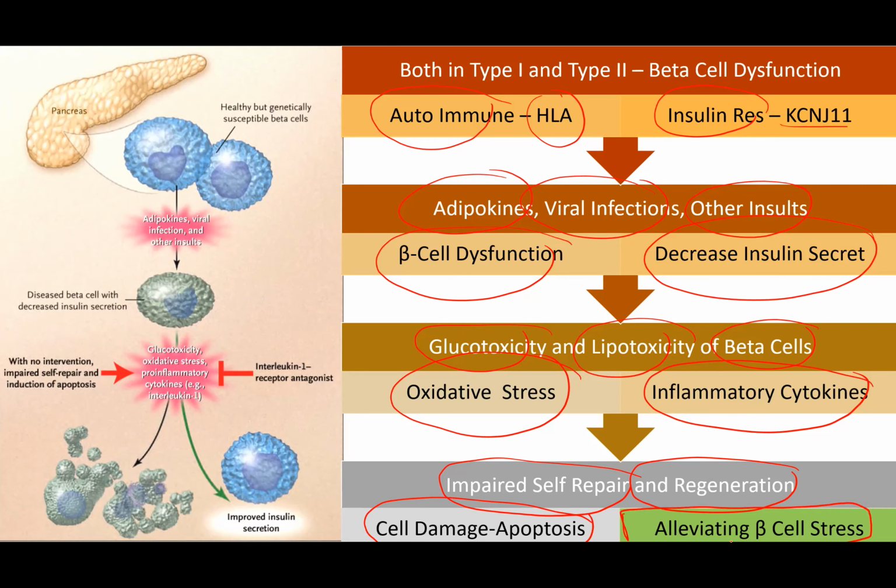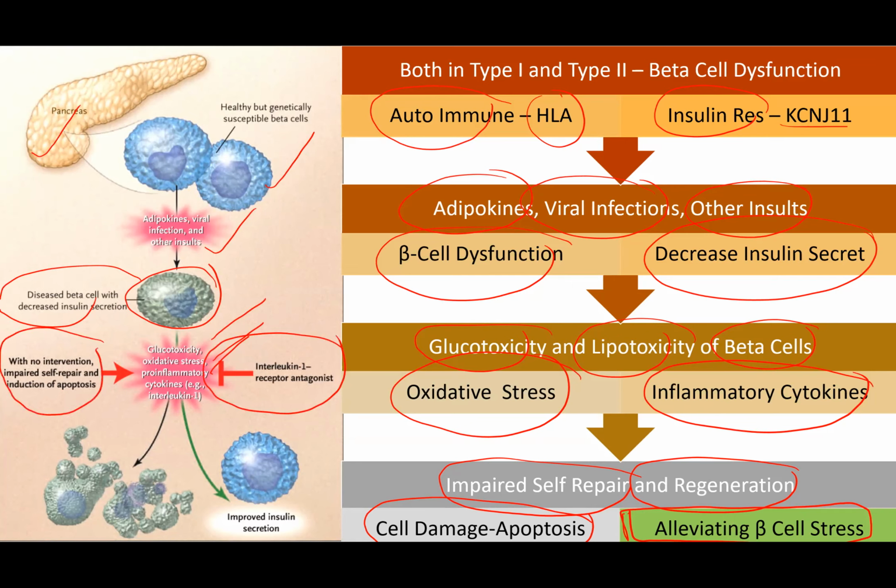By alleviating the beta cell stress. The green one shows there is a way out for that. Here, this is pancreas, healthy, genetically susceptible beta cells, adipokines, viral infections, other insults. They change the beta cell into a sort of toxic beta cell: glucotoxicity, oxidative stress, pro-inflammatory cytokines, interleukin 1 receptor antagonist. With no intervention, this goes to apoptosis and cell death. With intervention, it goes to the green side, improved insulin secretion.